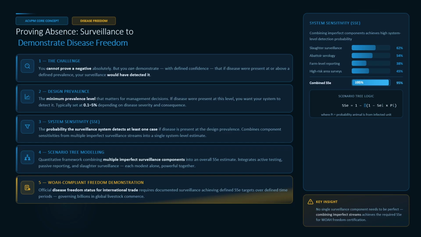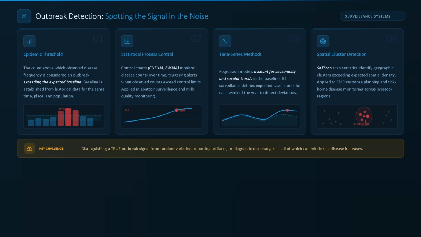We've shown how surveillance can prove disease is absent. Now we flip to the opposite problem. Once disease is present, how do we spot the signal of an outbreak in all the day-to-day noise? Surveillance systems generate a constant stream of counts, and the hard part isn't collecting them. It's telling a real outbreak apart from random variation, reporting artifacts, or a change in diagnostic testing, all of which can mimic a genuine rise in disease. This slide walks through the four main analytical methods we use to spot that signal.